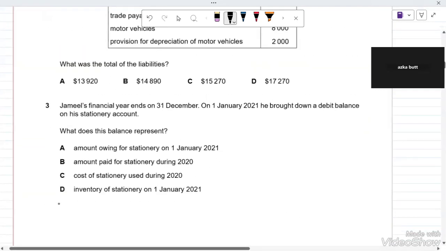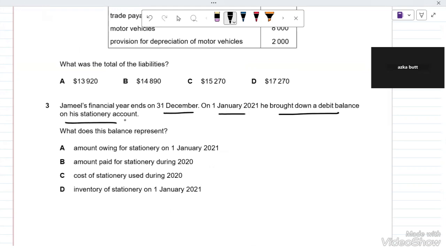And let's see question number 3. Jamil's financial year ends on 31st December. On 1st January 2021, he brought down a debit balance on his stationery account. What does this balance represent? A debit balance in the stationery account represents the value of stationery, the inventory on hand at the start of the period, which was 1st January 2021. So D option seems to be the right option.